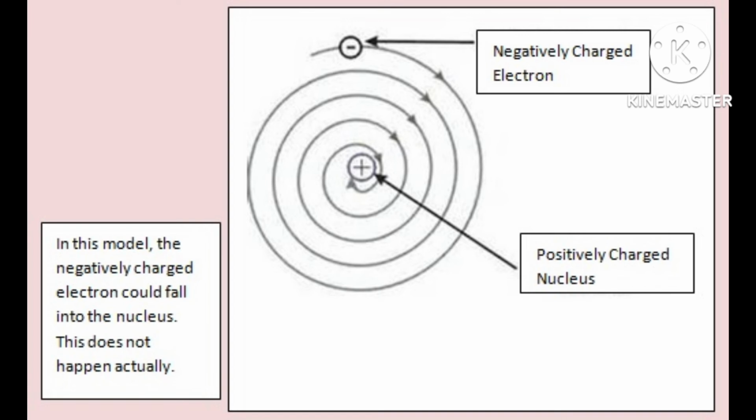Then these two points: first, the dual character of electromagnetic radiation. Dual character means it has particle nature as well as wave nature. Electromagnetic radiation has two characters. First, it behaves like a particle, and second, it behaves like a wave also.